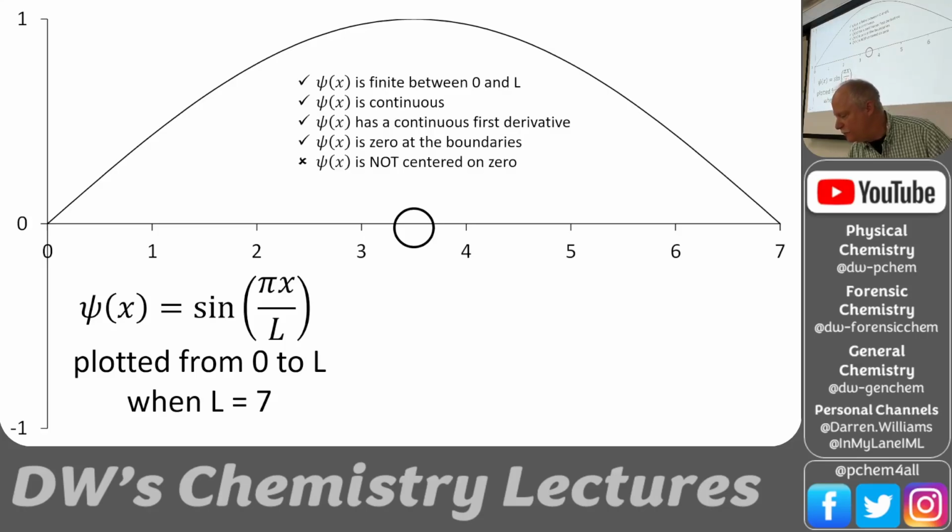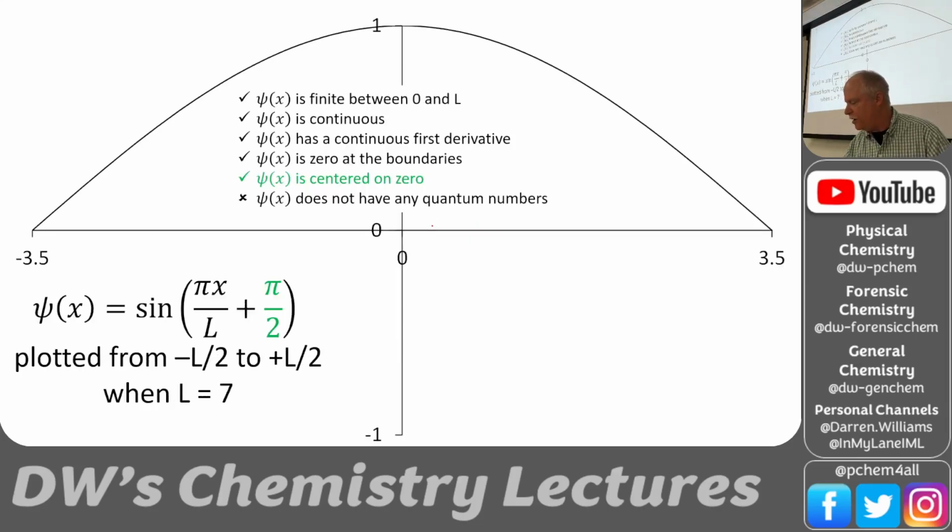So I actually want 0 to be evaluated here in the middle. And so what is here in the middle? That is another half pi unit, right? If this is pi, then this is pi over 2. So let's add pi over 2 to our argument in there. So when we add pi over 2 inside the parentheses, that shifts the wave to the left by half. And so now when I plot it from minus 3.5 to positive 3.5, that's a width of 7 angstroms, it's centered on 0. So that's a way to shift the wave function to get it centered on 0.